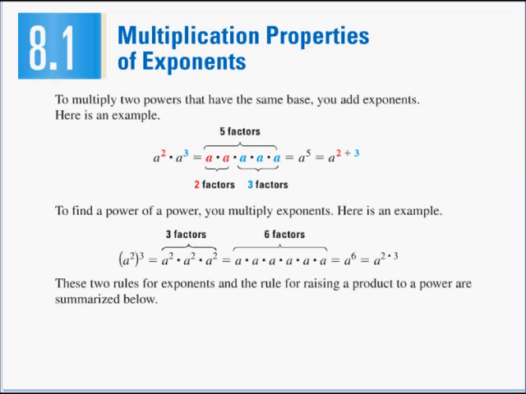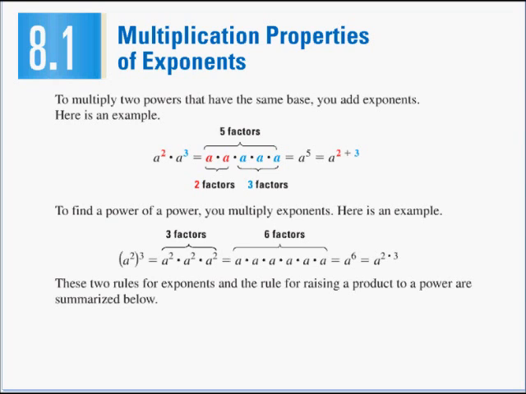So here's an example. We have a squared times a cubed. Because the base is the same, a, we could simply say that as a times a times a times a times a. If we did that, we would see that there are 5 a's, giving us a to the 5th power, or we could look at the 2 factors in the first a and add those to the 3 factors in the second a, giving us the same results, a to the 5th power.